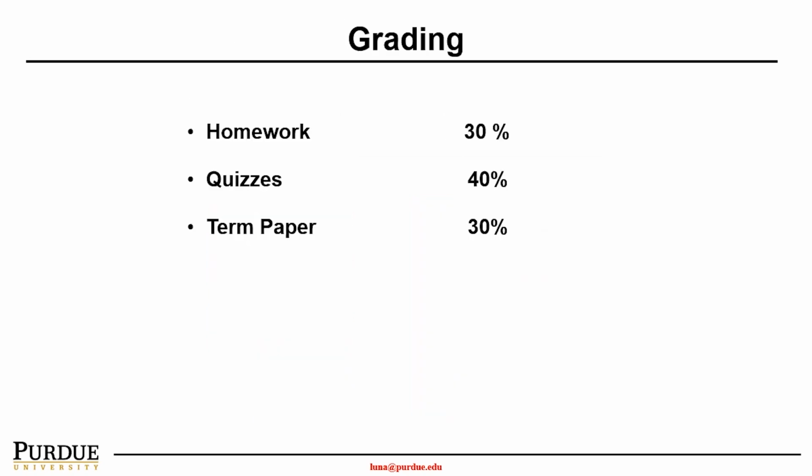Now I would like to spend a minute to discuss how we grade the academic performance of each student. There will be three components. First, homework will count about 30%. Each week we'll have one quiz, including multiple choice and true or false questions, and the total of the quizzes will count for 40%. The last one is a term paper, which each student will submit at the end of the 5 weeks. That will count about 30%. The detailed expectations and requirements for the term paper will be discussed at the end of this class.